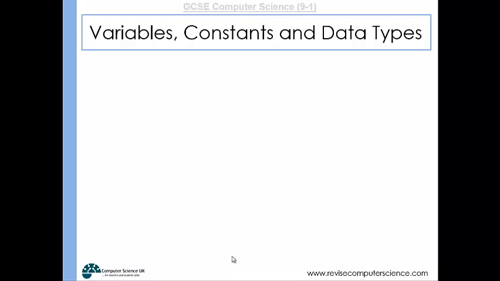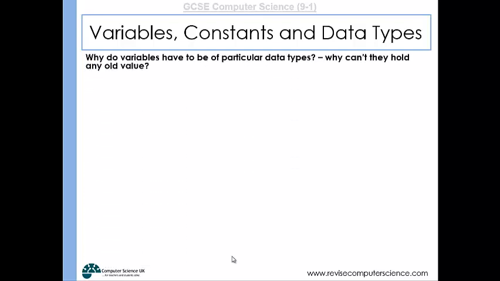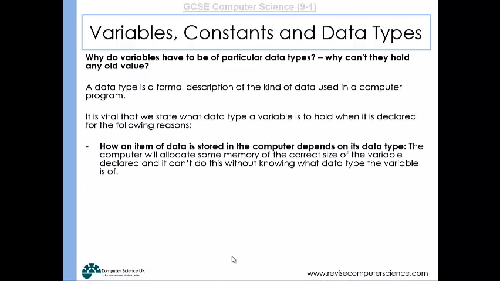Now, when a variable is created in a program, the computer needs to know what sort of data type the variable is going to hold. And it needs to know that for two reasons. Because how an item of data is stored in a computer will depend on its data type. So the computer will allocate some memory of the correct size for the variable declared, and it can't do this without knowing what type of data the variable is going to hold. So for example, a string data type needs a lot more memory than an integer. So it's important that when a variable is declared, it knows what sort of data type it's going to hold, so that the memory can be prepared for that variable.